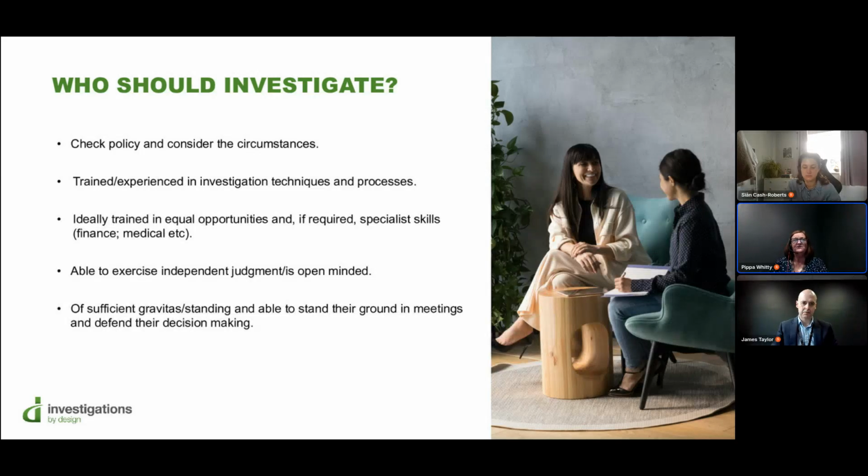Independence is crucial. You want someone who can exercise objective judgment and is genuinely open-minded. Gravitas also matters, and the person must be confident to manage challenging conversations and stand by their reasoning, so not to be easily influenced. Ultimately, the investigator sets the tone of fairness, so choosing the right person at the outset significantly influences both the integrity and the defensibility of the final outcome.